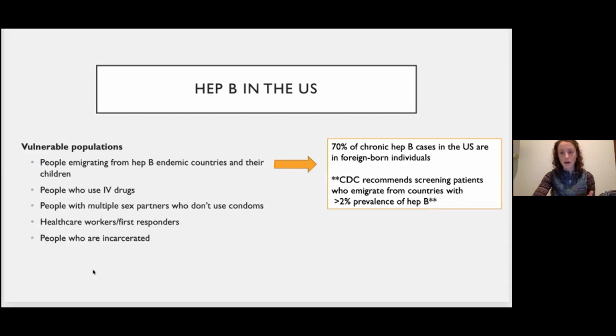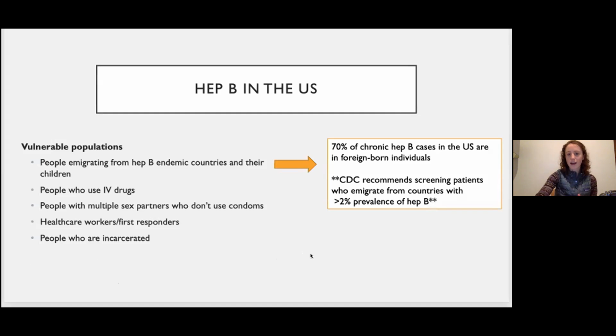most of the chronic Hep B in our country is from people who are born outside the United States. So 70% of chronic Hep B in the US is in foreign-born individuals. And that's why the CDC recommends screening patients who emigrate from countries with greater than 2% prevalence of Hep B. And this is a long list of countries. So really, if you have a patient who is born outside the US, I recommend just looking up whether they should be screened for Hep B.